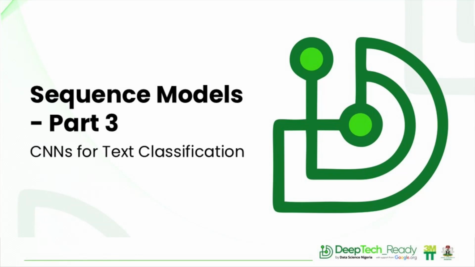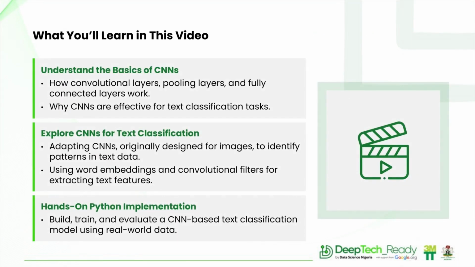Hello everyone, welcome to today's session where we'll focus on Sequence Models Part 3, where we'll look at convolutional neural networks for text classification. This is the outline of what we will learn in this video: basics of convolutional neural networks, from the convolutional layers to pooling layers and the fully connected layers, and especially how they apply on text classification tasks. We'll also walk through a hands-on Python implementation of building, training, and evaluating a convolutional neural network-based text classification model using a real-world dataset.